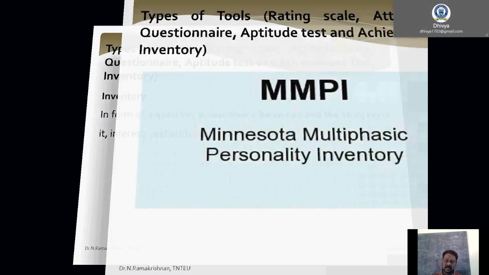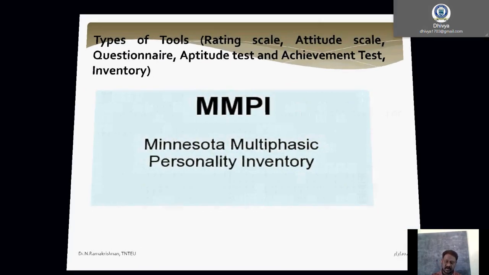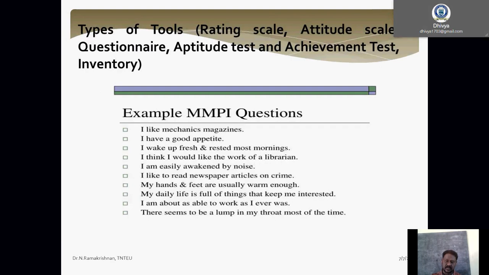And for all these things we can use inventory. I will show you some models, then we can go deeper into it. For example, this is an example of MMPI questions, Minnesota Multiphasic Personality Inventory questions. We are discussing inventory. Let us see what types of questions are covered in this inventory.